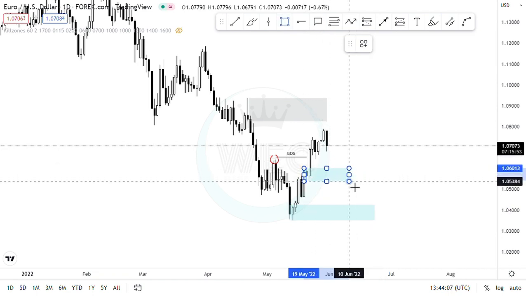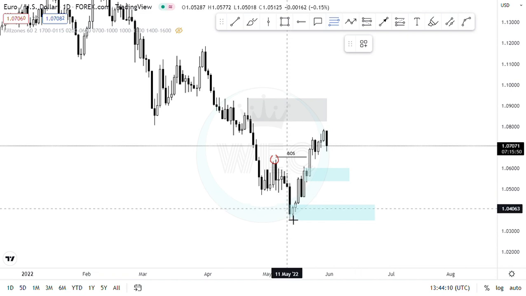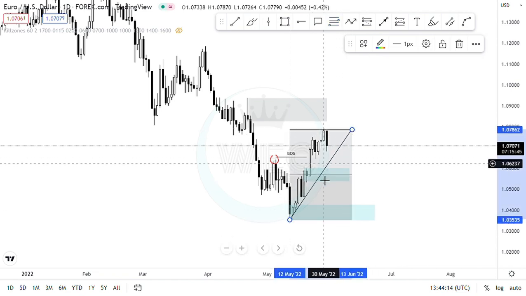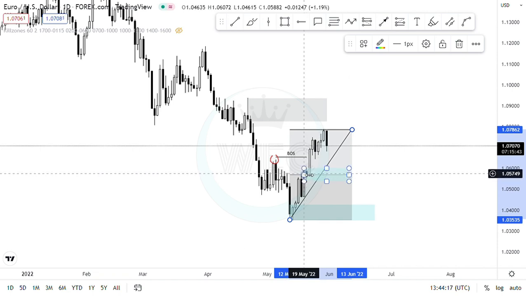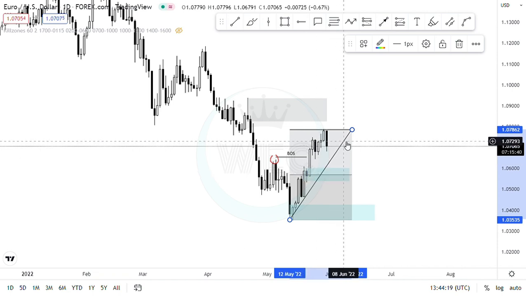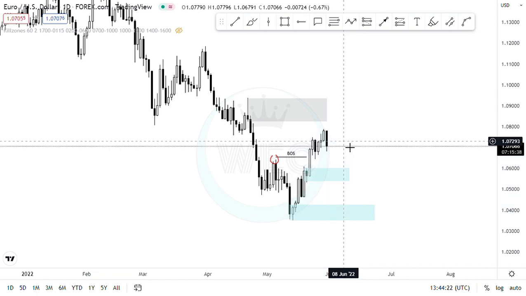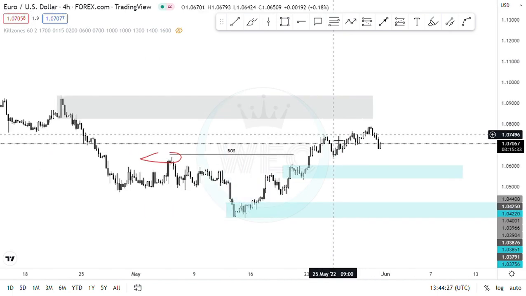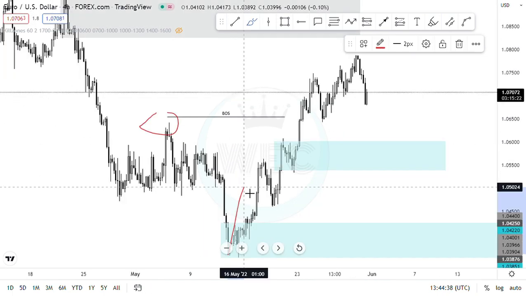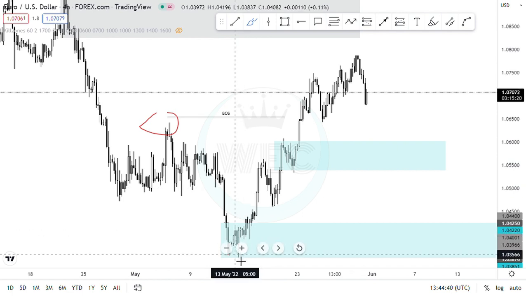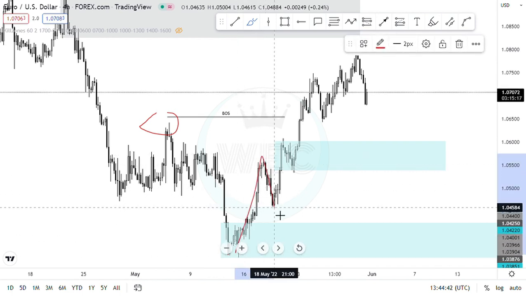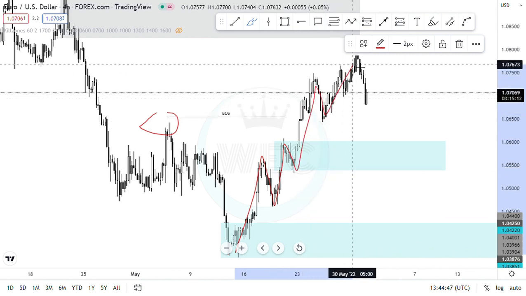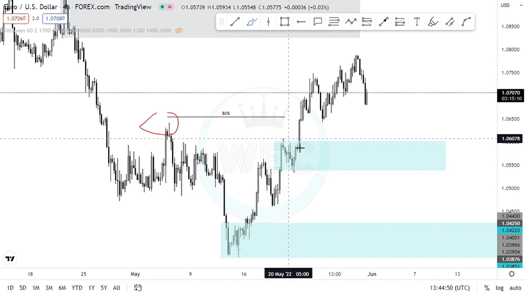If I take my Fibonacci from the low to the high, you're going to see that this candle is right at the 50% of the Fibonacci, which makes it valid for me. So I've marked that, and quickly I'll step into my 4-hour time frame and see what the 4-hour structure was saying. On the 4-hour time frame, I can see price making higher highs and higher lows.